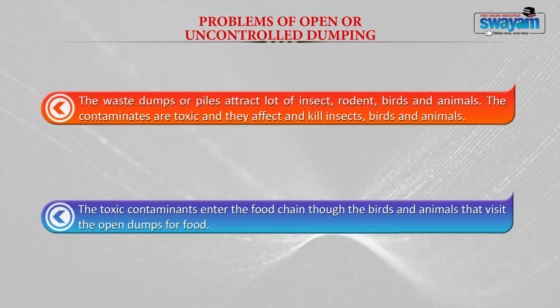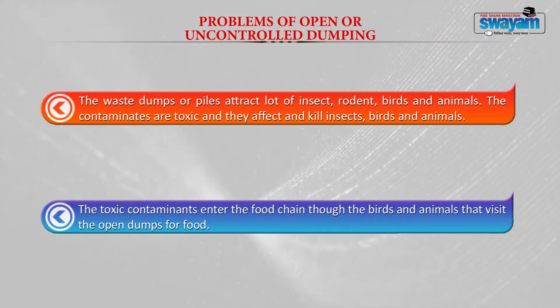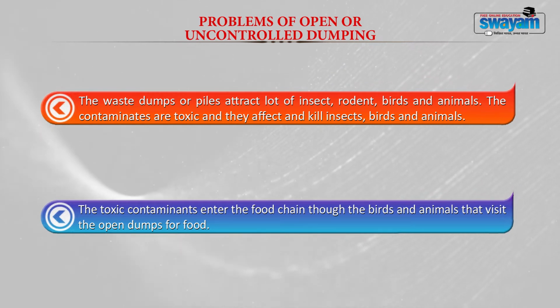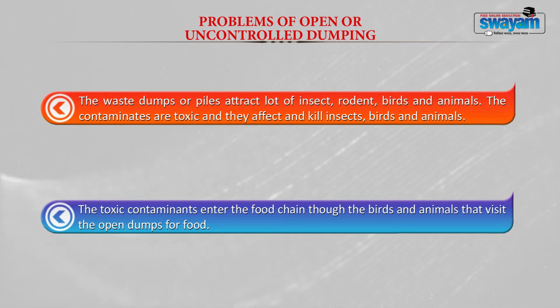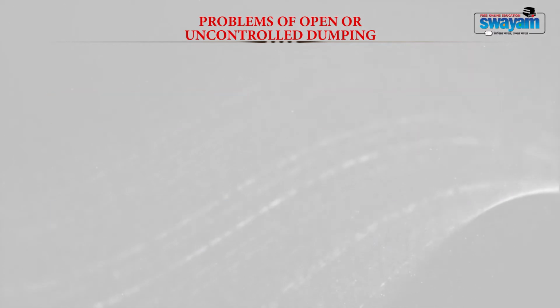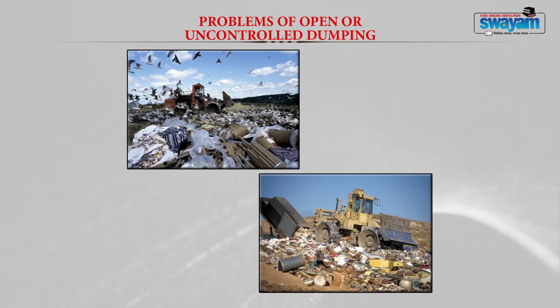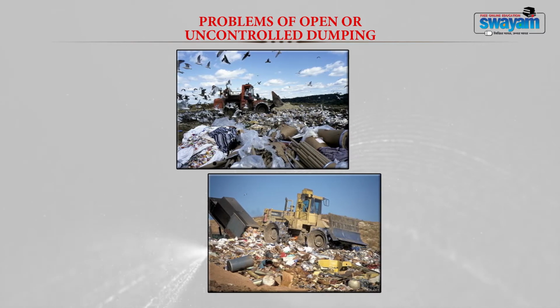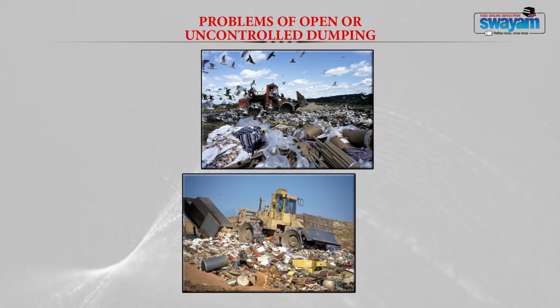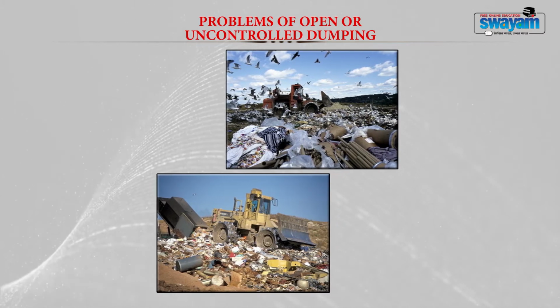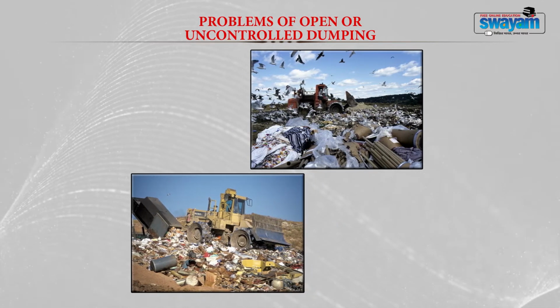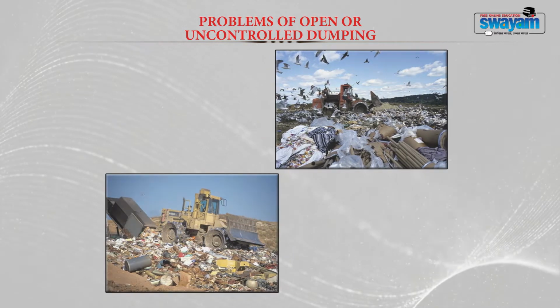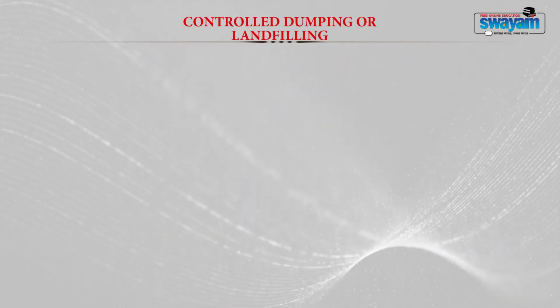So, now these are the different problems that are associated with open dumping. When you do open dumping, it creates a lot of environmental and health hazards. These are some photographs of open dumps where you can see a lot of waste material just accumulated, and you can also see how many birds sit in these open areas and feed on this waste material.